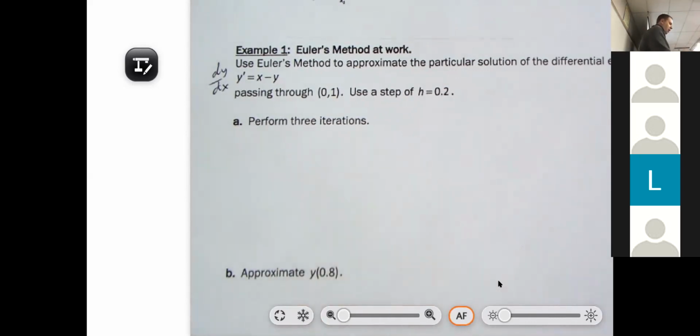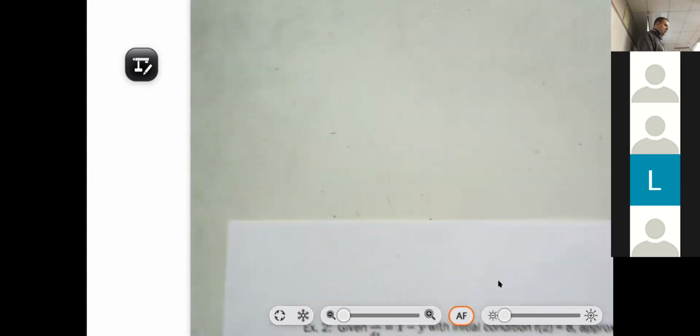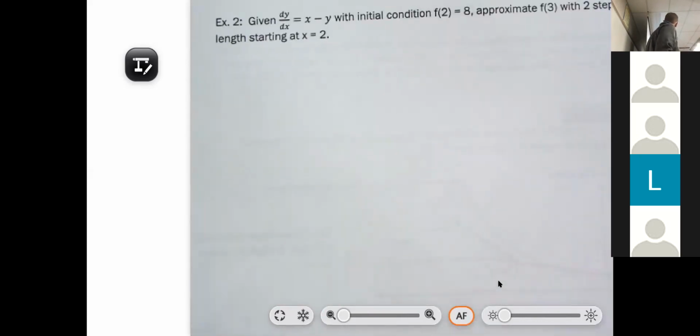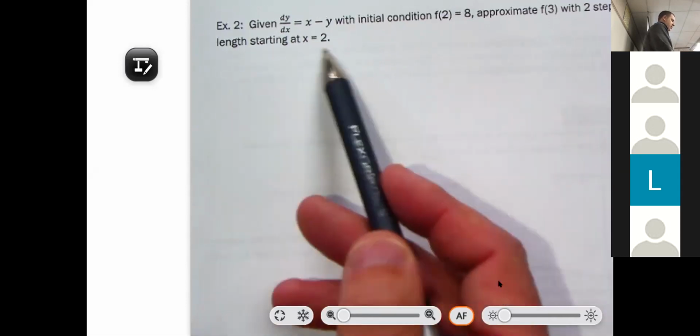So before I do this problem, I want to show you how your questions will be phrased. On example 2, this is what you will see. They're going to give you a differential equation, an initial value, and ask you to approximate the function. Then they tell you the other information. It says with 2 step sizes of equal length starting at x equals 2. That's how you'll see the question pretty much every single time. So it's not going to say perform 3 iterations.